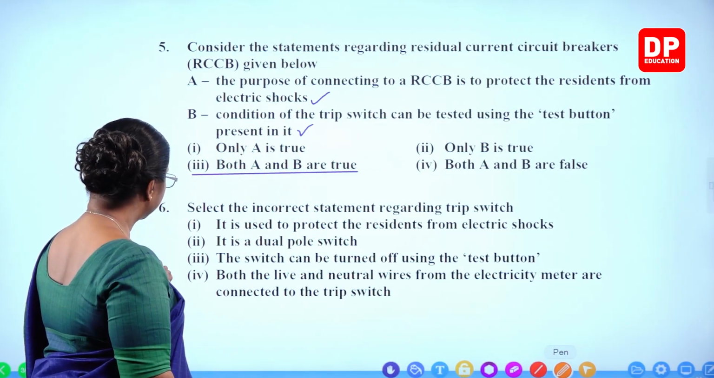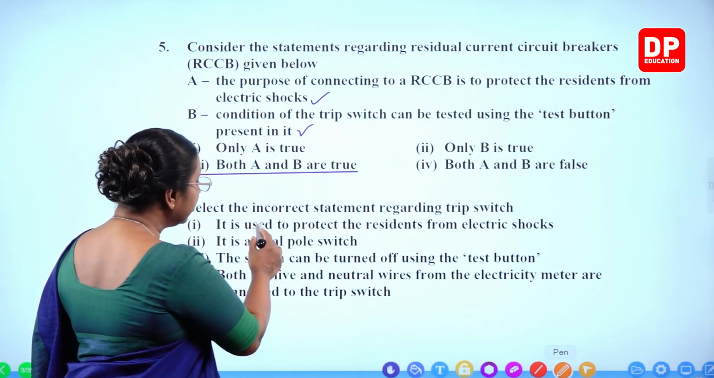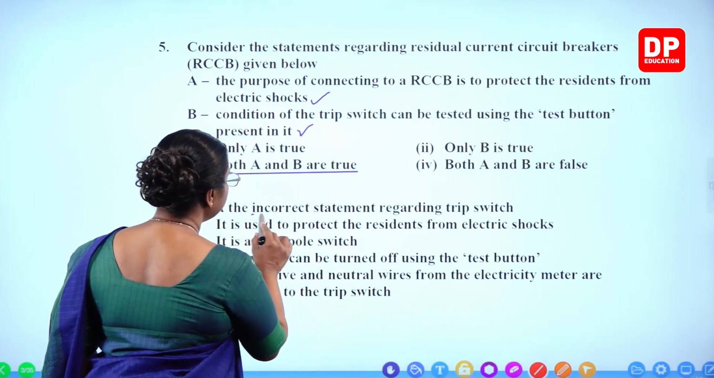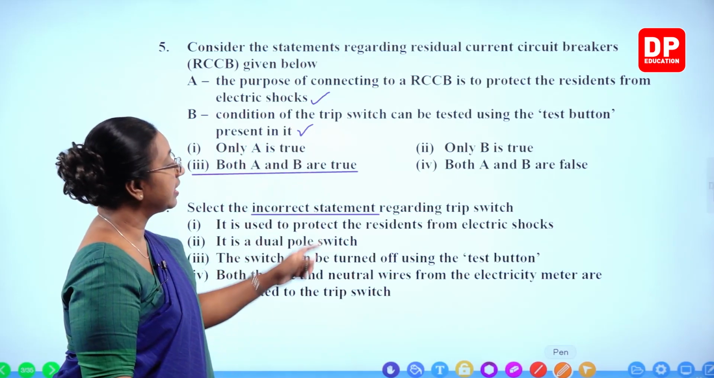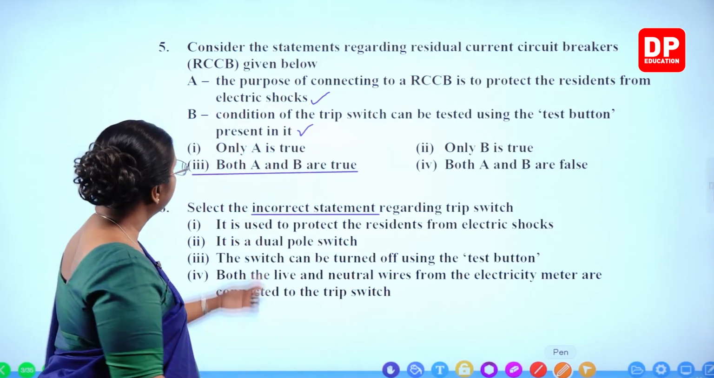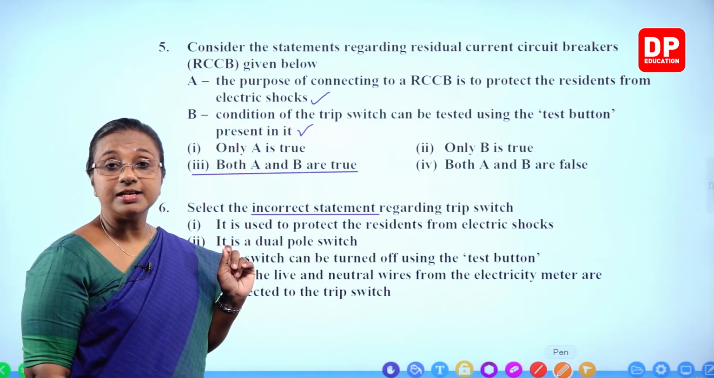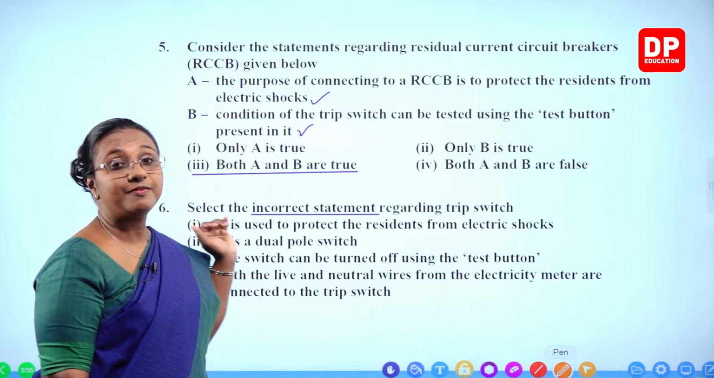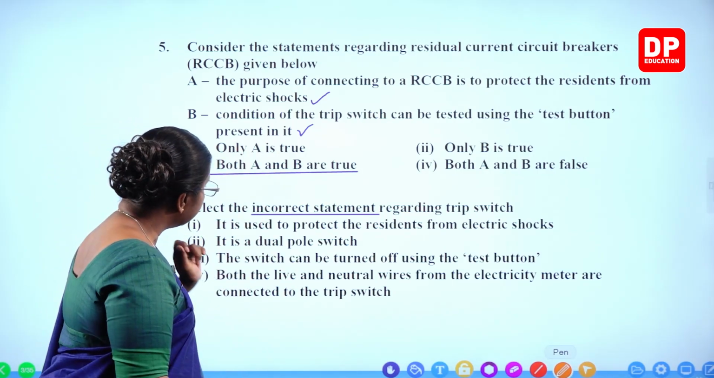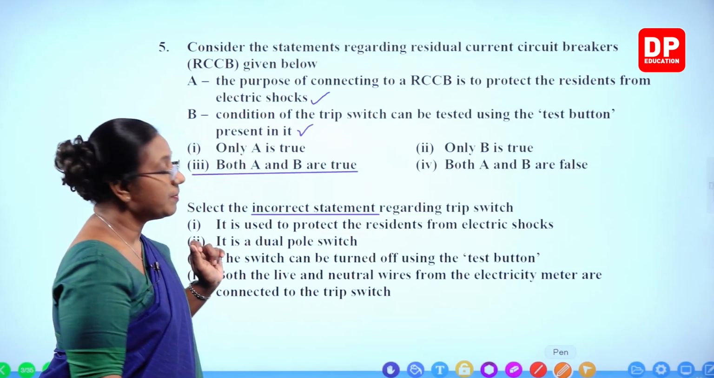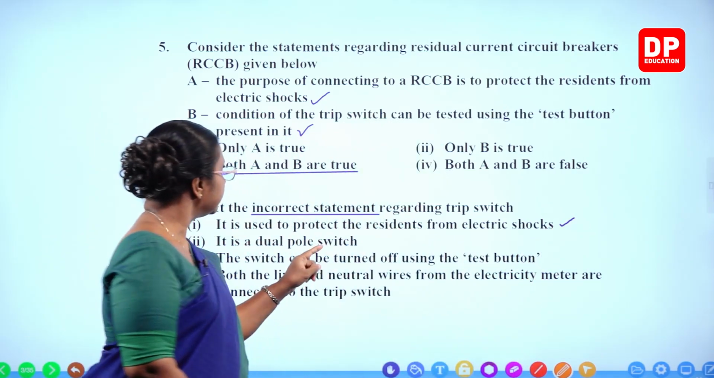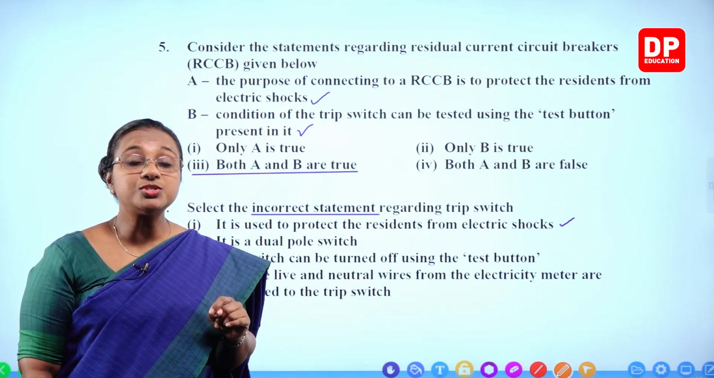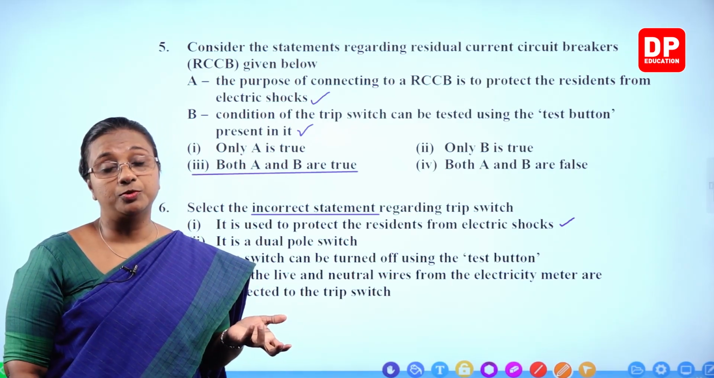Sixth one, select the incorrect statement. So here, the incorrect statement regarding the trip switch, RCCB or residual current circuit breaker. Now we discuss the function. It is used to protect the residents from electric shocks. That is correct. It is a dual pole switch. That is also correct. What is the meaning of a dual pole switch?